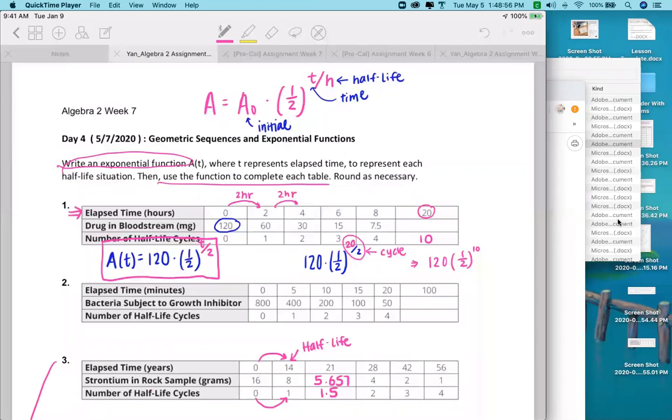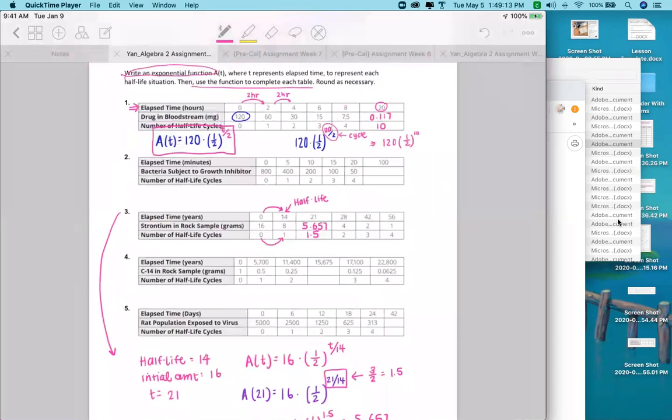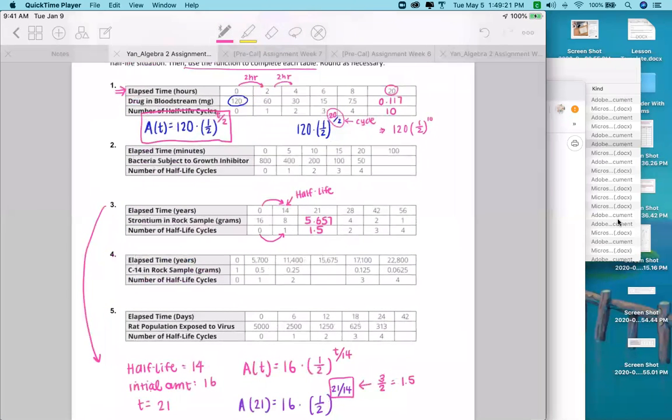Okay, very good. I like a lot of answers. So you should have gotten 0.117. Is there any other questions? I already did number 1 and number 3. Any other questions that you guys want me to go over?